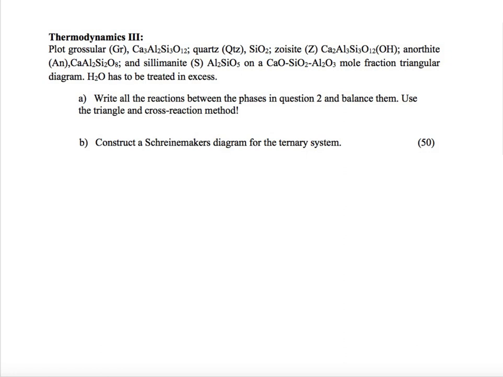Then you should write all the reactions between the phases in question 2 and balance them. Use the triangle and the cross method, and then you should construct the Schreinemakers diagram for the ternary system. We will do this when you are back next week. So these are the last practical exercises besides some microscopic work which we will do when you are back, but the time is very short.